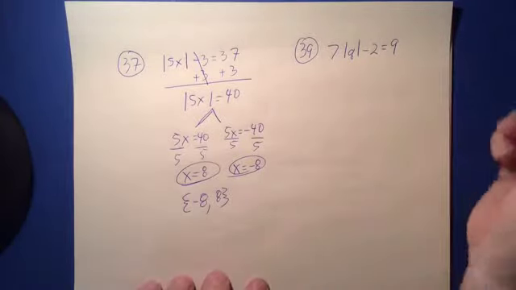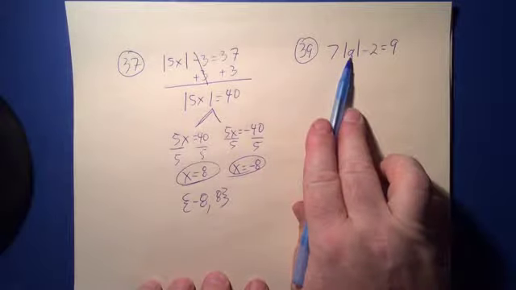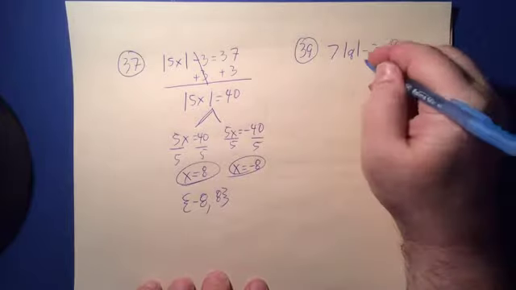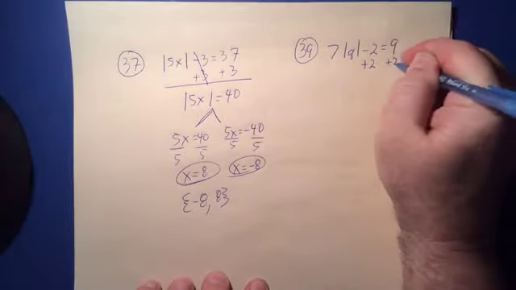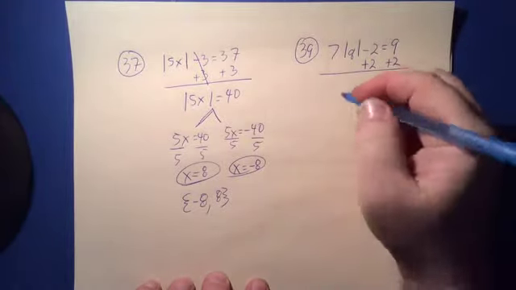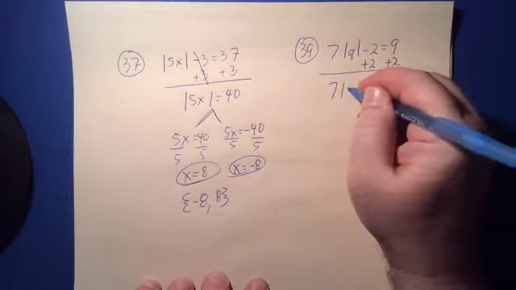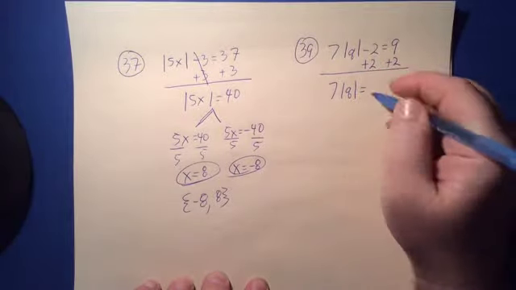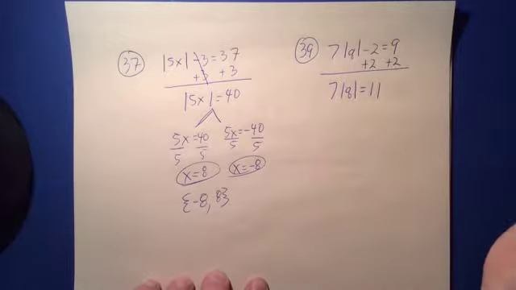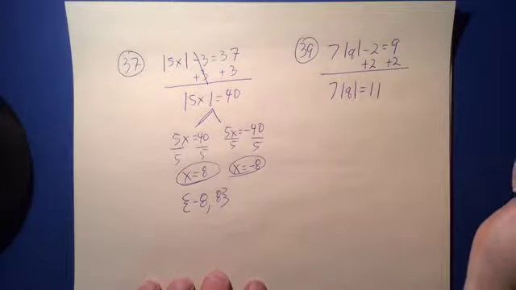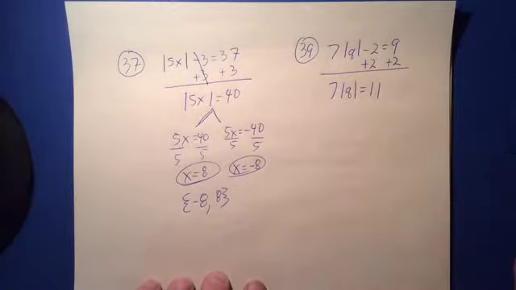So what am I going to do first? I need to get this absolute value of q by itself. So I will simply first add 2 to both sides, where I'm going to get 7 times the absolute value of q is equal to 11. And if you see where this is going, you're going to recognize that this answer is not going to be real pretty. It'll be a fraction.